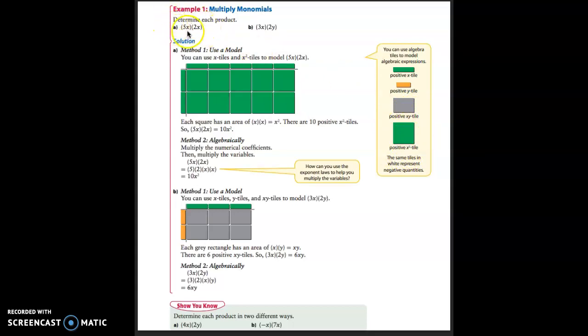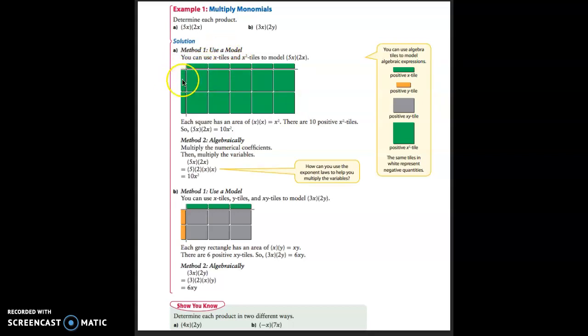Now, with example A, we have 5x multiply 2x, and so right here you will see 5 green tiles, which each represents x. So I have 5 of them, 5x, multiplying 2x, which is 2 of these green tiles. So what you do is, you know that x multiply x will give you x squared. So we have 1x squared right here, and then we just do it to all the corresponding column and row.